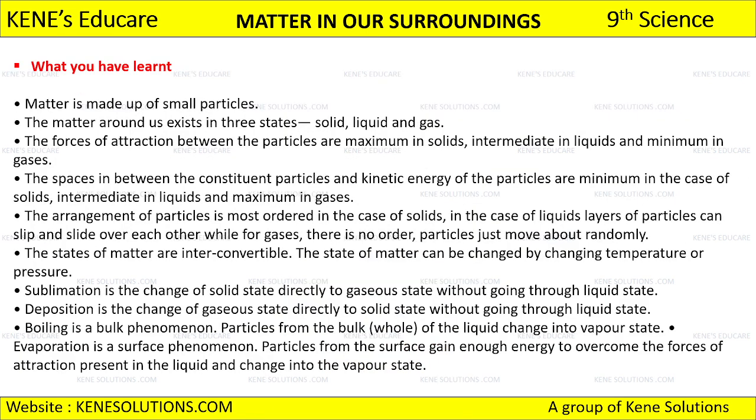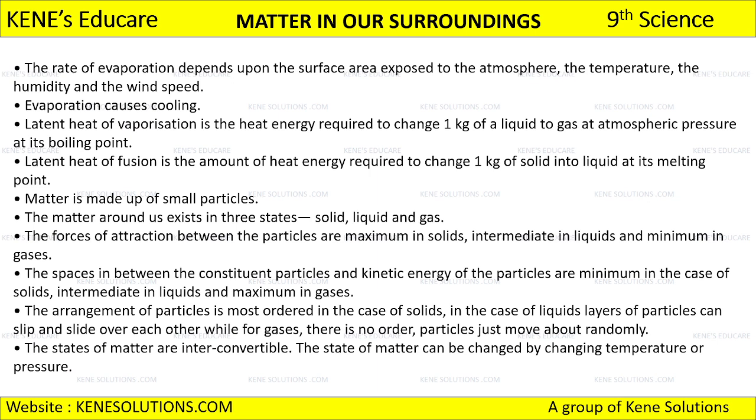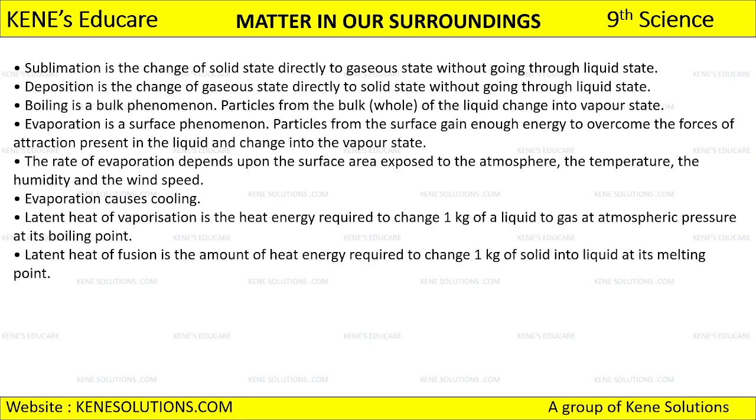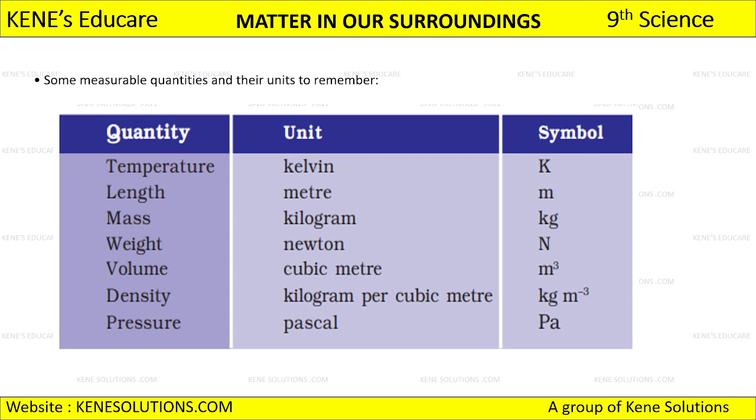And then we have a summary discussion to do for the whole lesson, matter in our surroundings. This is going to help us know whether you have understood all the concepts or not. After the summary discussion we have some quantities along with the unit and the symbol which have been given. The quantity, unit, and symbols of a few of the measurable quantities have been given. I just want you all to please go through this, because after studying this we will discuss some of the exercise questions as well.